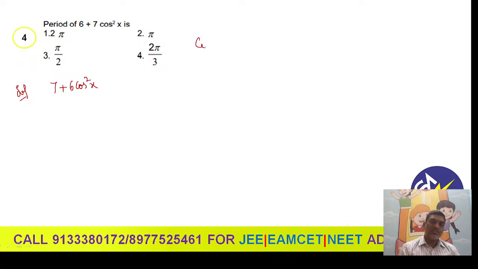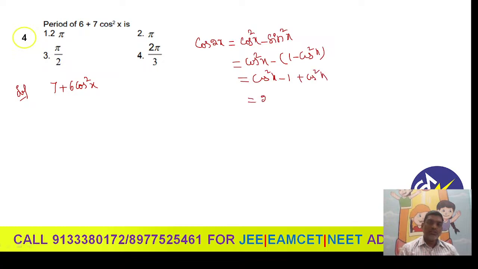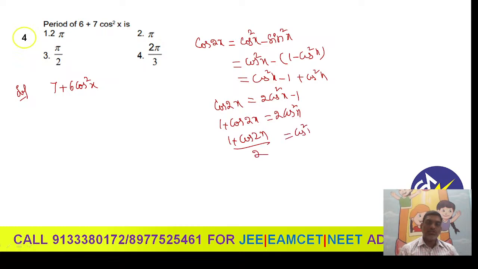We know the formula for cos 2x. What is the formula for cos 2x? Cos 2x is equal to cos square x minus sin square x, and that is cos square x minus of 1 minus cos square x. We can write this as cos square x minus 1 plus cos square x. So finally we can write it as 2 cos square x minus 1. So cos 2x is equal to 2 cos square x minus 1. Sending minus 1 to this side, 1 plus cos 2x is equal to 2 cos square x. So 1 plus cos 2x whole divided by 2 is equal to cos square x.